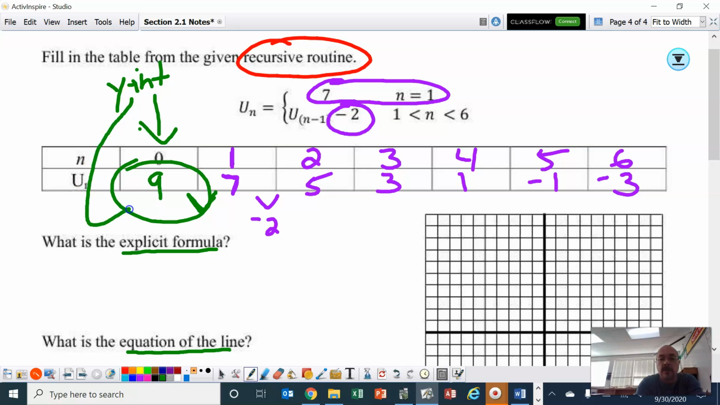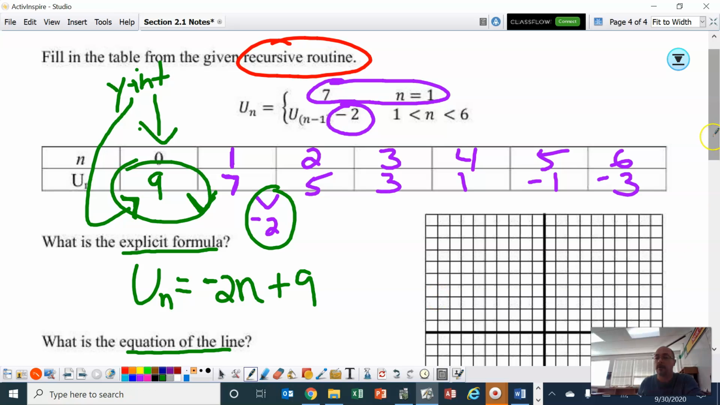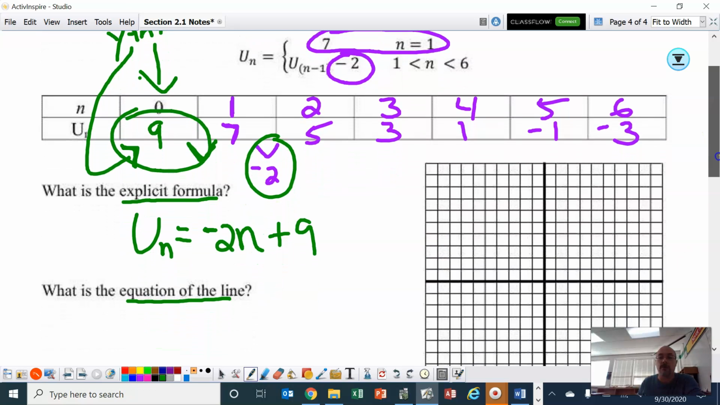That, ladies and gentlemen, is your y-intercept. You have to know that in order to write your explicit formula and your equation. Okay, again, the number under the 0 is your y-intercept, always, always, for a linear equation, for this type of equation. So our explicit formula is u sub n equals, the pattern is down 2, so -2n plus 9. Rewatch that if you need to, if you didn't get where those numbers came from, because I am only doing one example of this.